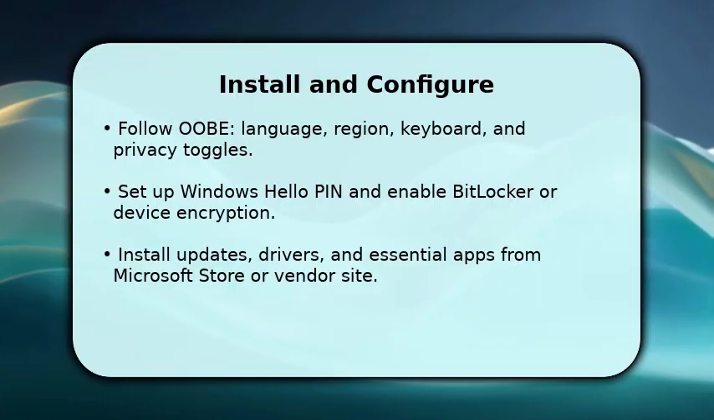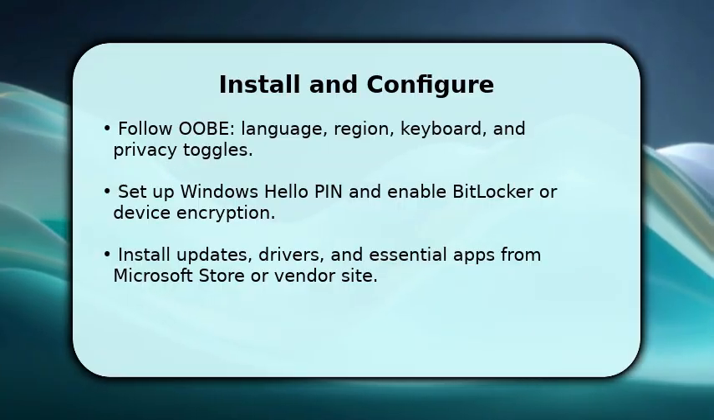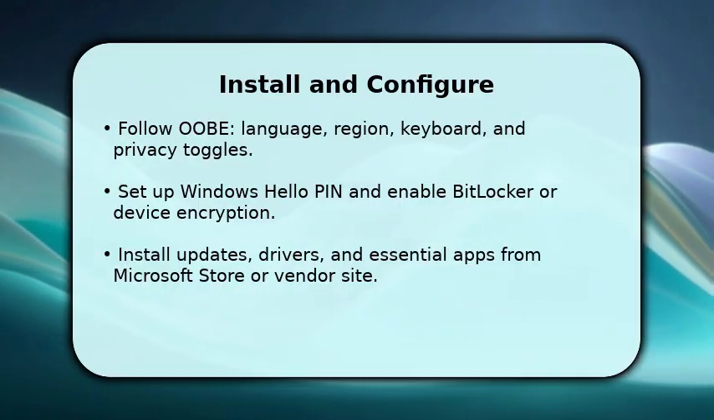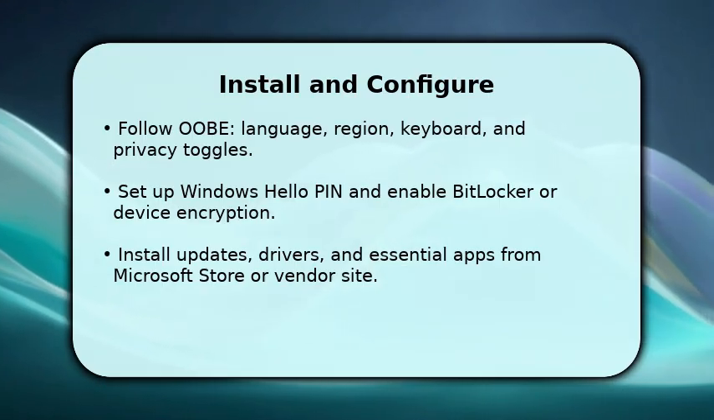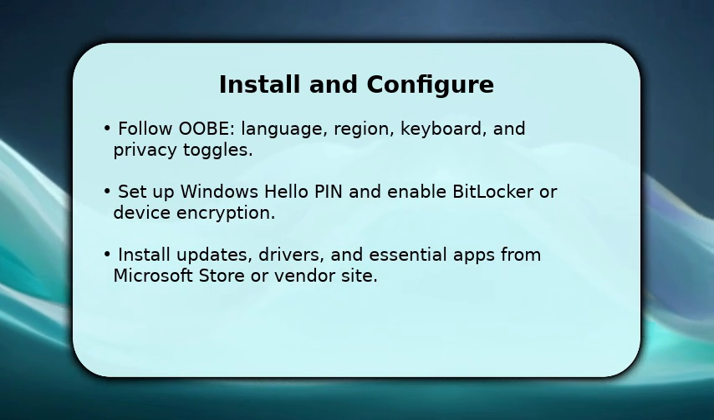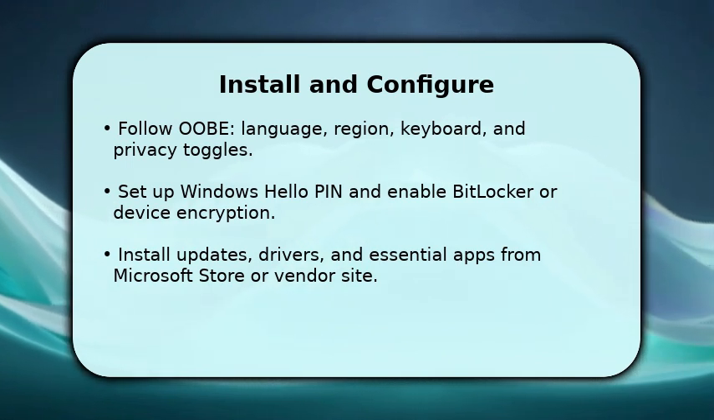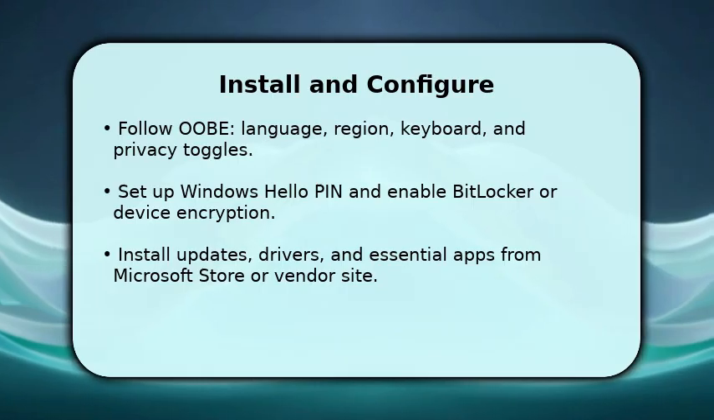Once at the desktop, run Windows Update and install vendor drivers to ensure battery, Wi-Fi, and graphics perform correctly. Finally, install your essential apps from the Microsoft Store or manufacturer site to avoid unwanted third-party software, and finish by customizing power settings, display scaling, and default apps so your workflow is comfortable.